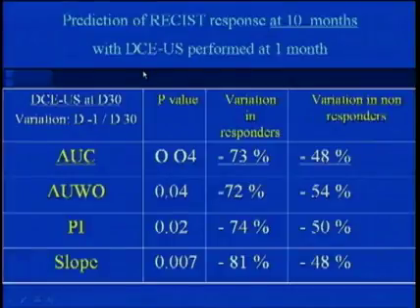Concerning the response, and for the first time, but remember, these are only preliminary results, we are able to determine a cutoff comparing the responders and the non-responders. And we have the same parameters. Remember, area under the curve, area under the washout. If you perform an examination after 1 month, and you have a dramatic decrease of these parameters, more than 70%, you are able to predict the response of the patient after 10 months.